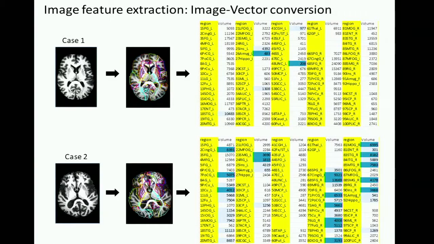If we can assume this technology is matured enough to give accurate segmentation of the brain, then we can reduce the 1 million voxel information into a table. These are part of the 300 structures we identify, and these are the volumes, for example.